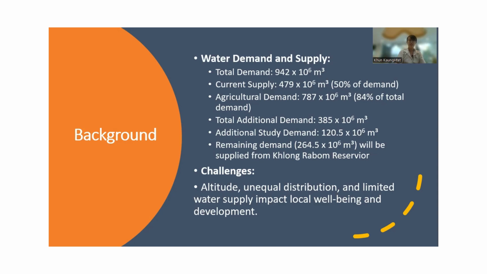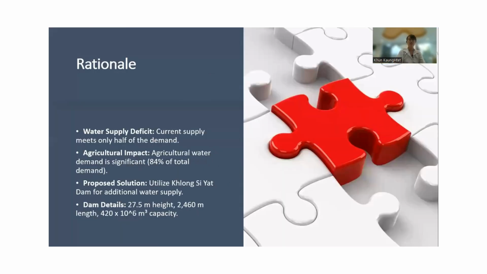The challenges are that there are different elevations throughout the whole province, and limited water supply impacts local well-being and development. The reason we choose our study area is the water supply deficit, as the current supply meets only half of the demand. And for agriculture impact, the province is mainly agricultural. It contributes a lot to the country's agriculture.